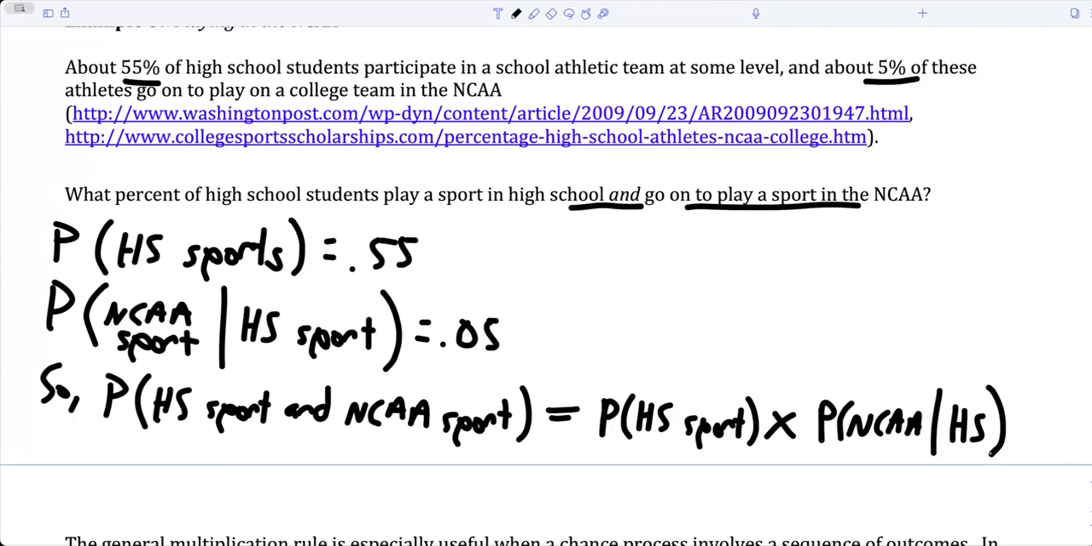And so this probability is 0.55. And the second probability is 0.05. And so put that into your calculator. The probability that they played a high school sport and then an NCAA sport is, someone help me out with that, multiplying those two things, it is 0.0275.